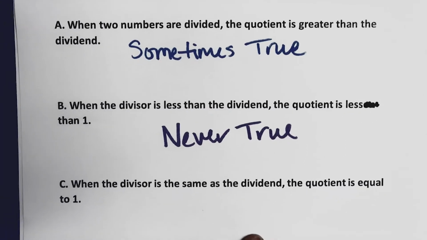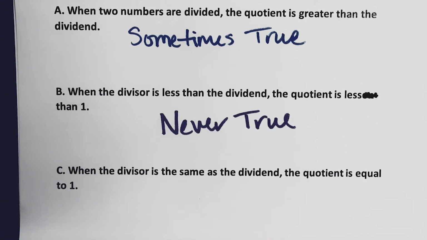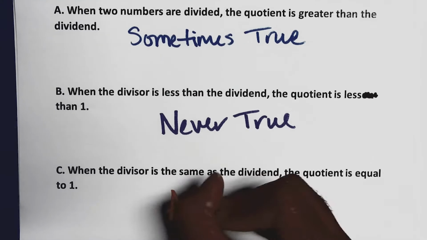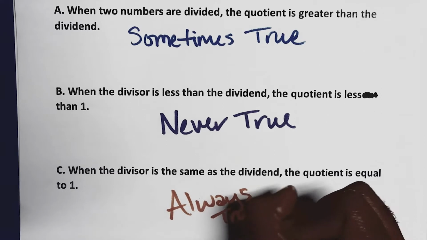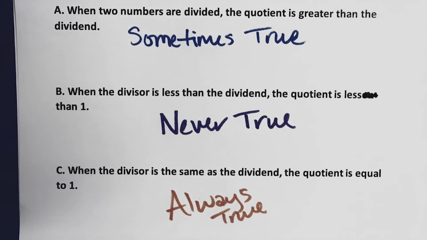And last, when the divisor is the same as the dividend, the quotient is equal to 1. Is that sometimes true, always true, or never true? Correct, that is always true. Good job. When the divisor is the same as the dividend, it will always equal 1.